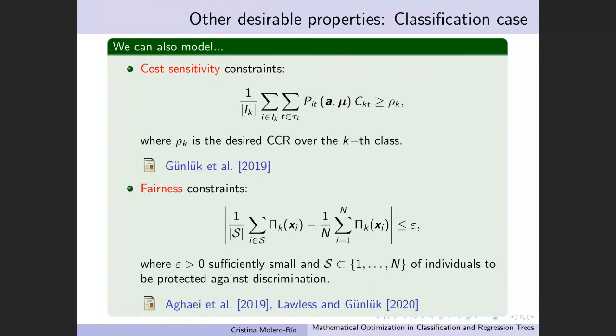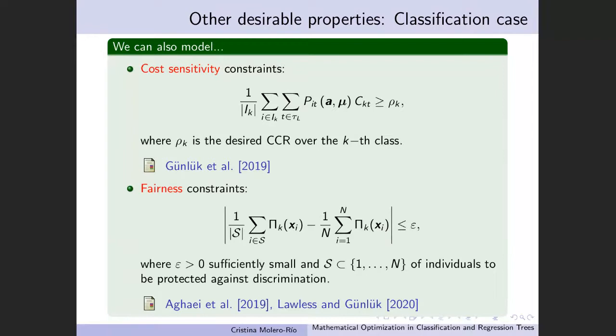So it is then more adequate not only to focus on the overall prediction accuracy, but instead ensuring a certain level of performance over that class. For example, if K was the unhealthy class. And this is just a constraint that has to be included in our formulation.